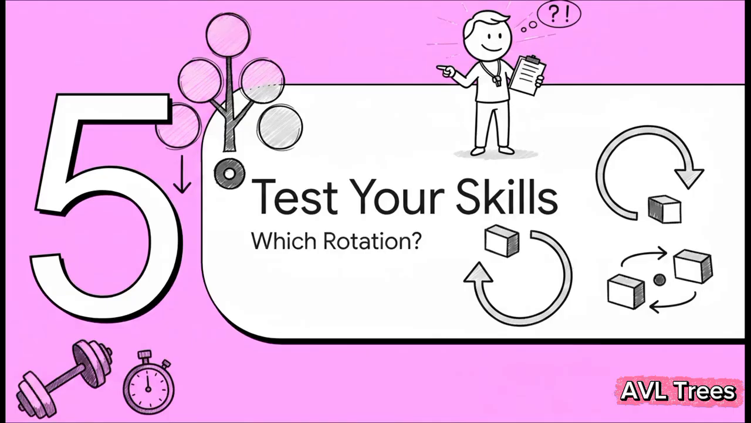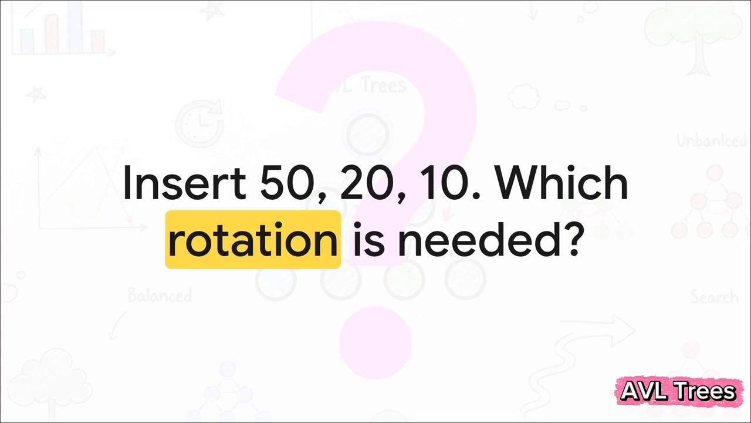All right, now it's your turn to be the personal trainer. Let's do a few quick exercises to see if you can spot the imbalance and call out the right fix. Okay, first one. If you insert 50, then 20, and then 10, what kind of imbalance do you get, and what's the fix? So if you visualize that, it's just a straight line going down and to the left, right? That's our classic left-left case, which needs a single right rotation.